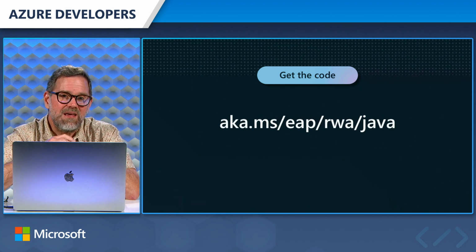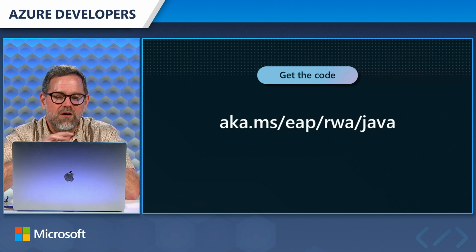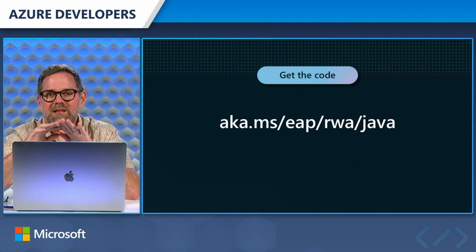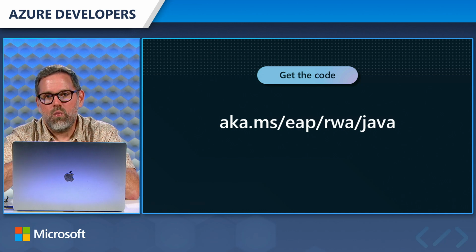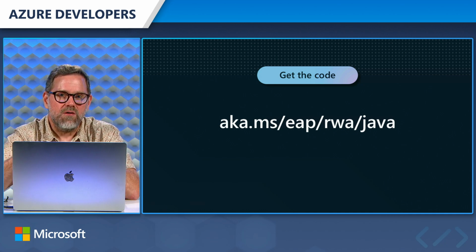So, of course, please go out and get the code and learn all about it at aka.ms/eap/rwa/java. Get the code, get the documentation, get the application, the ProSquare application that you can deploy. It's ready to go. It's fully production ready if you wanted it to be. Up to you what you want to do with it, but you can see all the design decisions that were made, and there are explanations why they were made, and it's ready to go for you to learn from.